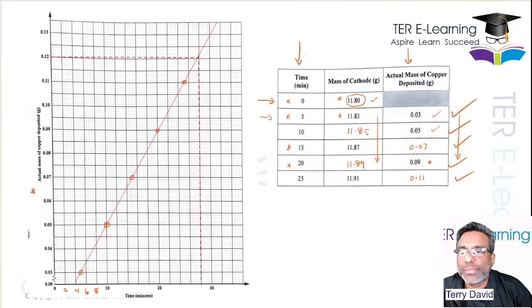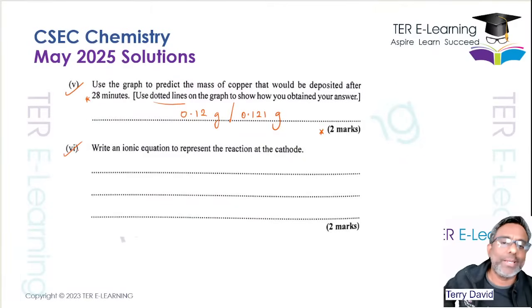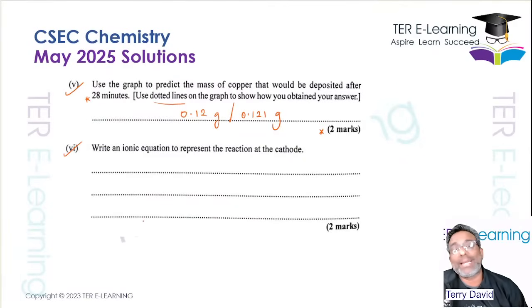Right? So that is the answer for that part. And they said write an ionic equation for the reaction at the cathode, right? So remember, this is your cathode here. Now the cathode is your negative electrode.